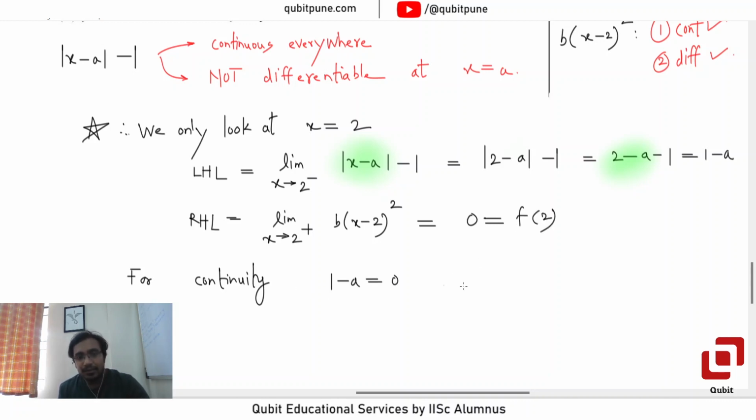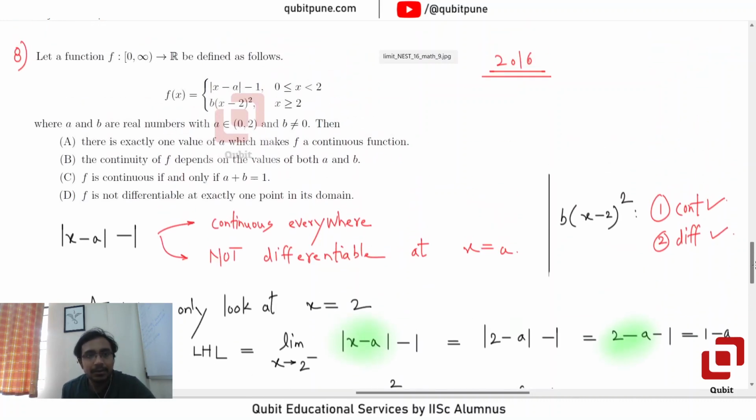1 minus a should be 0, so a should be 1. So the value of b doesn't decide continuity. For continuity, a is equal to 1. So option A is right. There is exactly one value of a which makes f a continuous function. And as far as I remember, this is not a multiple select question, so option A is correct.